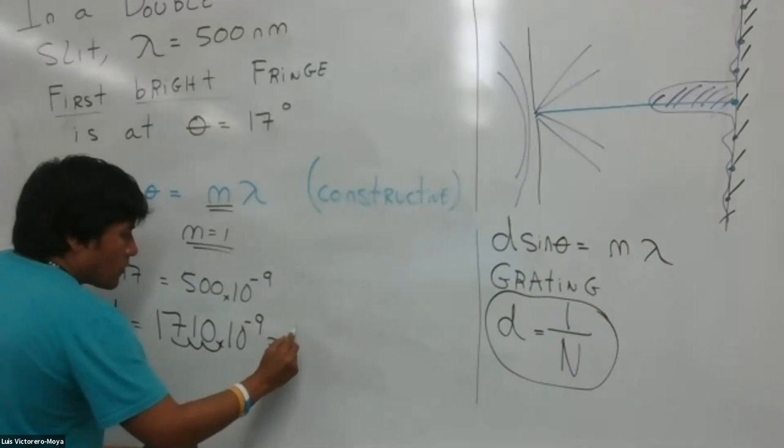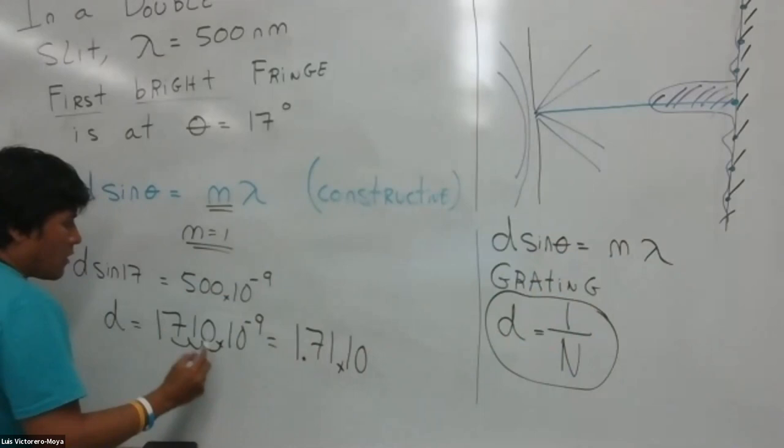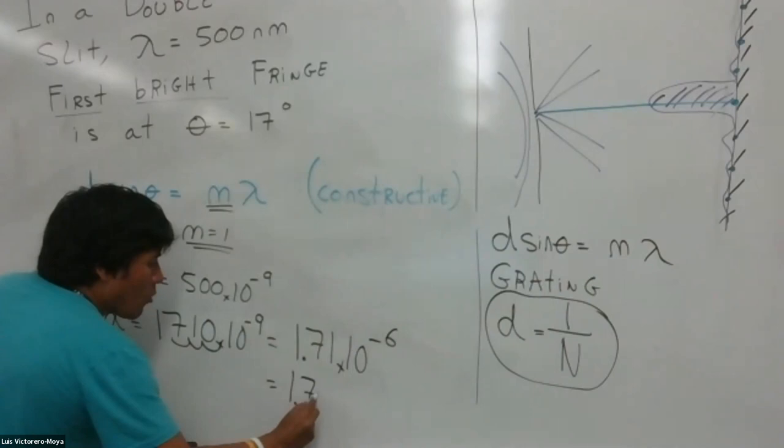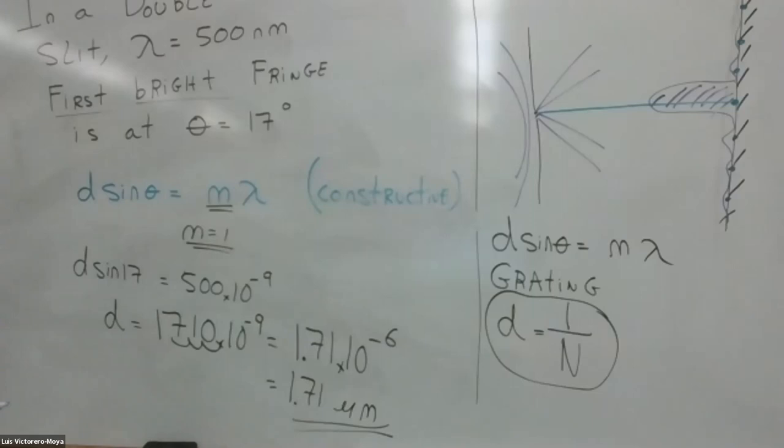1.71 times 10 to the negative 6, or 1.71 micrometers. So it's small. We're saying that the separation between the slits is in micrometers, very small, right? So this will only be observed as the separation gets more narrow, or gets very tiny. So that's a good example there.